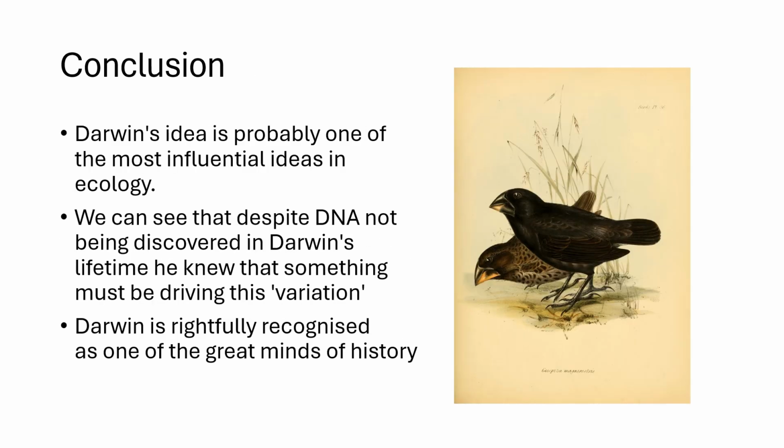In conclusion, Darwin's idea of evolution by means of natural selection is probably one of the most important ideas in ecology, and we can see throughout his book that despite DNA not being discovered in Darwin's lifetime, he knew instinctively that something must be driving this variation.